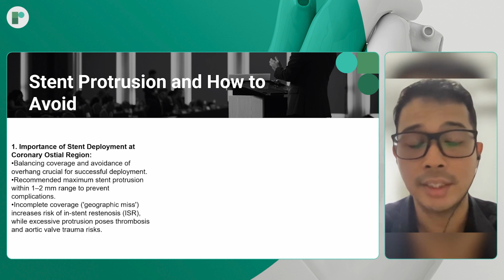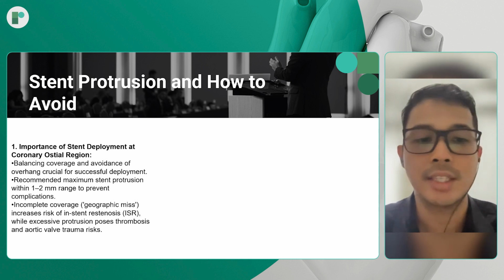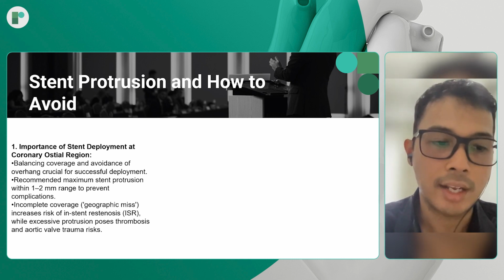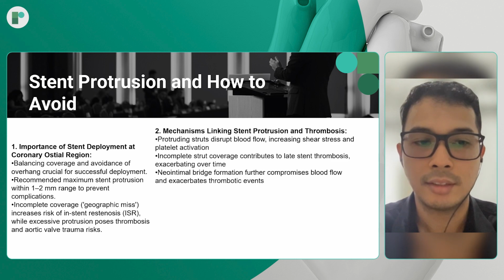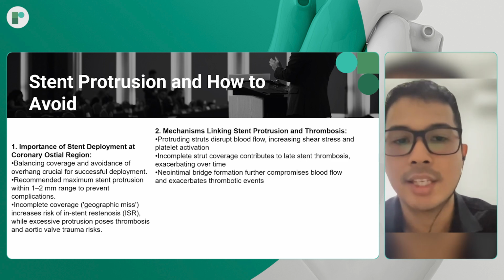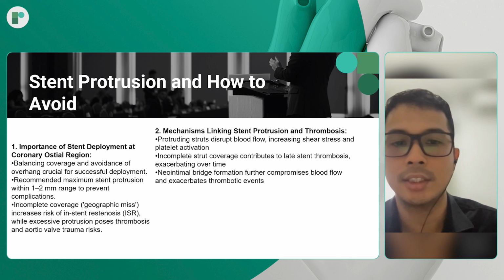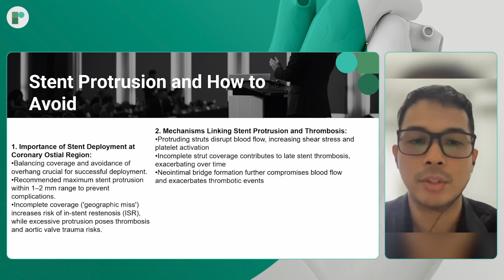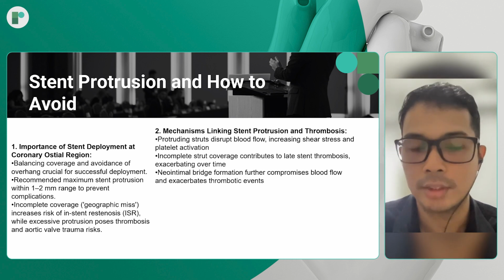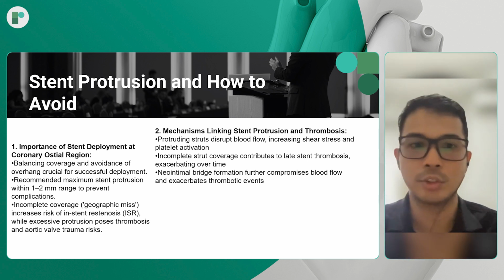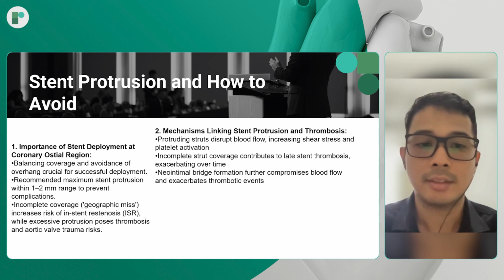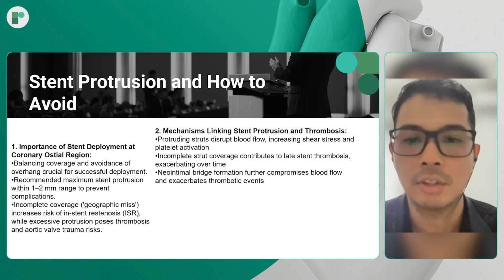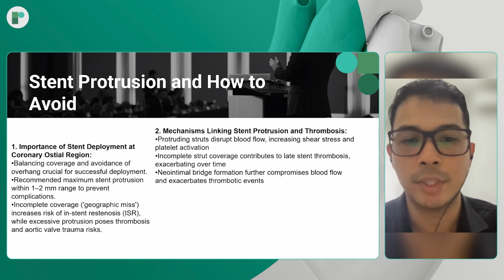Incomplete coverage, called geographical miss, will increase the risk of ISR, while excessive protrusion poses thrombosis and aortic valve trauma risk. Regarding the mechanism linking stent protrusion and thrombosis, we are already aware that the protruding stent disrupts blood flow, increasing stress and also increasing the activation of platelets. Furthermore, incomplete stent coverage contributes to late stent thrombosis, exacerbating over time.